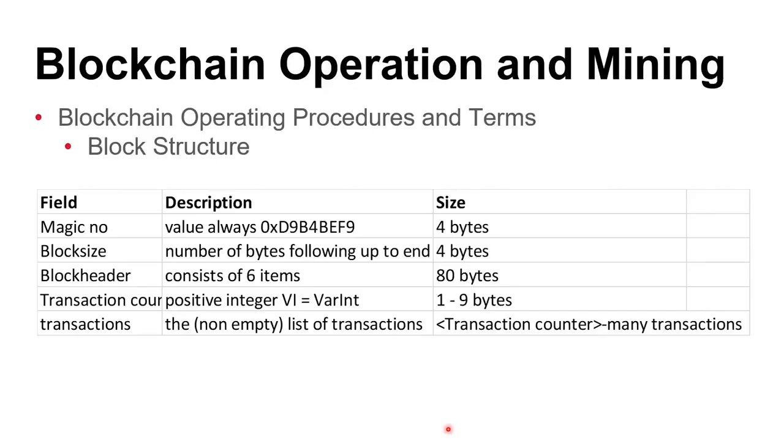So we can see here the description of block structure. There are fields called the magic number, block size, the block header, and there's certain information in the block header, the transactions, and the transaction counts.